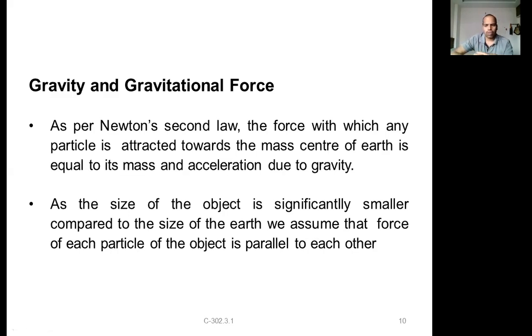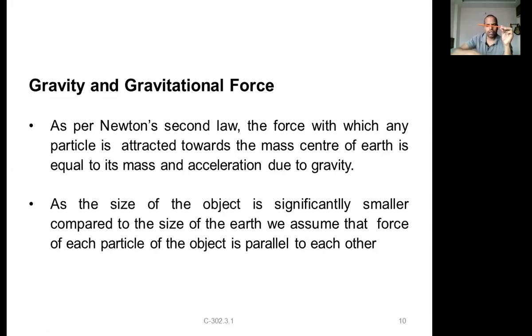If you take any body, the gravitational force acts vertically downwards. At this point it is vertically downwards, and at this point also it will be vertically downwards. But both may not be parallel.